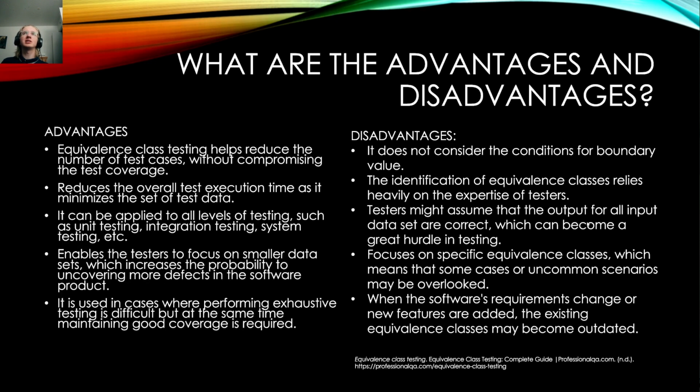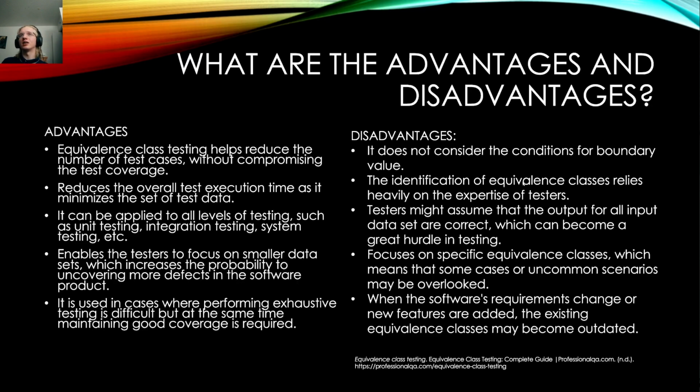So basically, the advantages of this is that you can reduce the number of test cases without compromising coverage. It reduces overall test execution time. It can be used at any level of testing: unit, integration, system. It enables testers to focus on smaller data sets, which increases the probability of uncovering defects. And it is used in cases where performing exhaustive testing is difficult, but at the same time maintaining coverage is required.